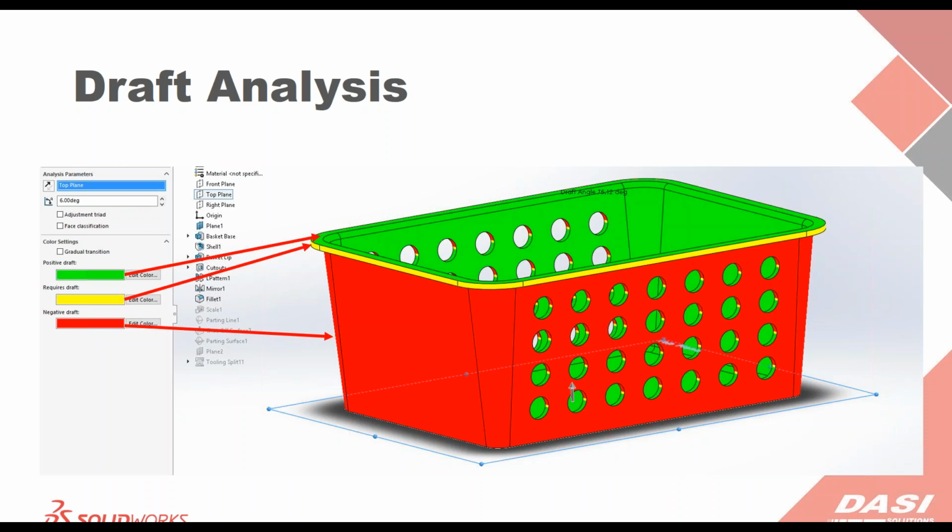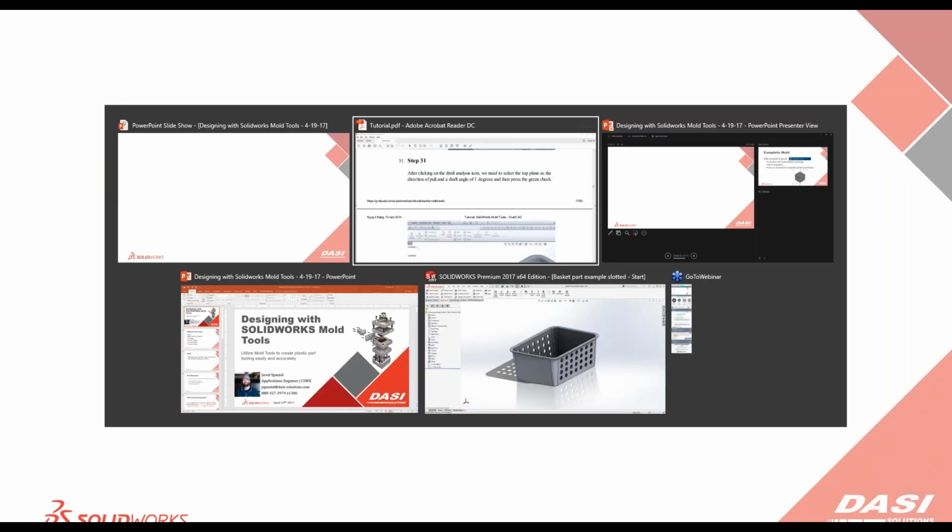So this is a brief example of the part we're going to look at, and how SOLIDWORKS calculates the draft, just to show what it's actually showing. We're calculating the draft off of the top plane, or this top surface here. Green is positive draft, the yellow color lets us know that we require draft in that area, and the red color is negative draft. We'll look at that in SOLIDWORKS, but I just want to quickly show that. And this is the part we're actually going to be working with today. So I'm going to jump right over to SOLIDWORKS.